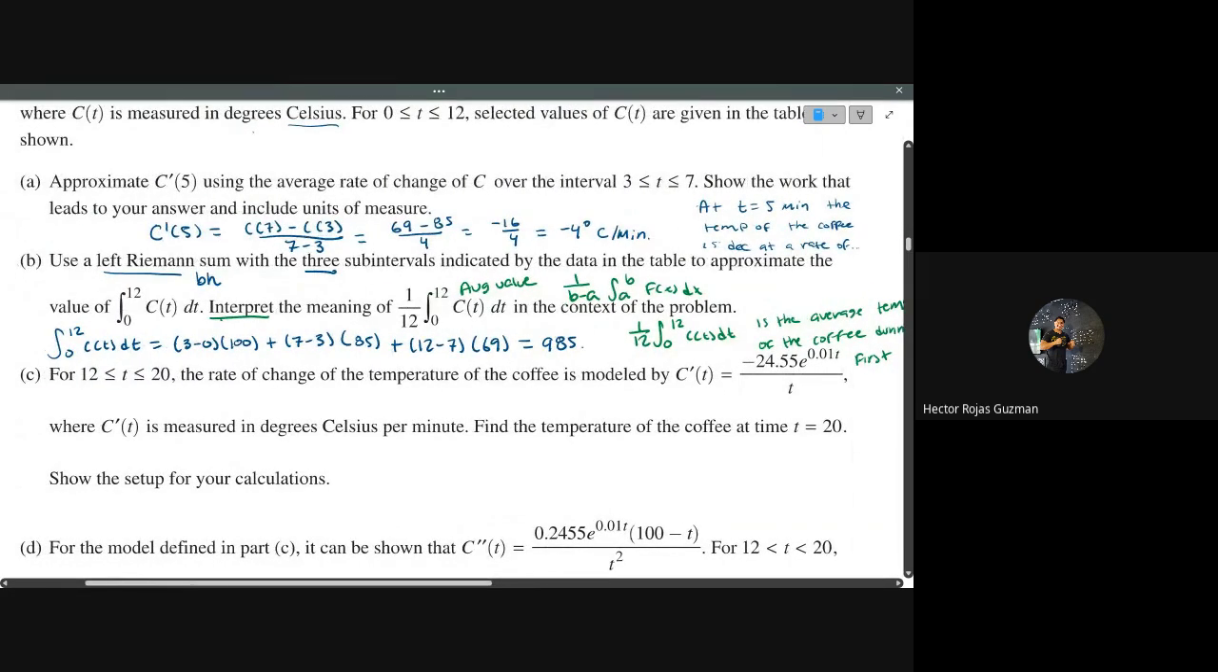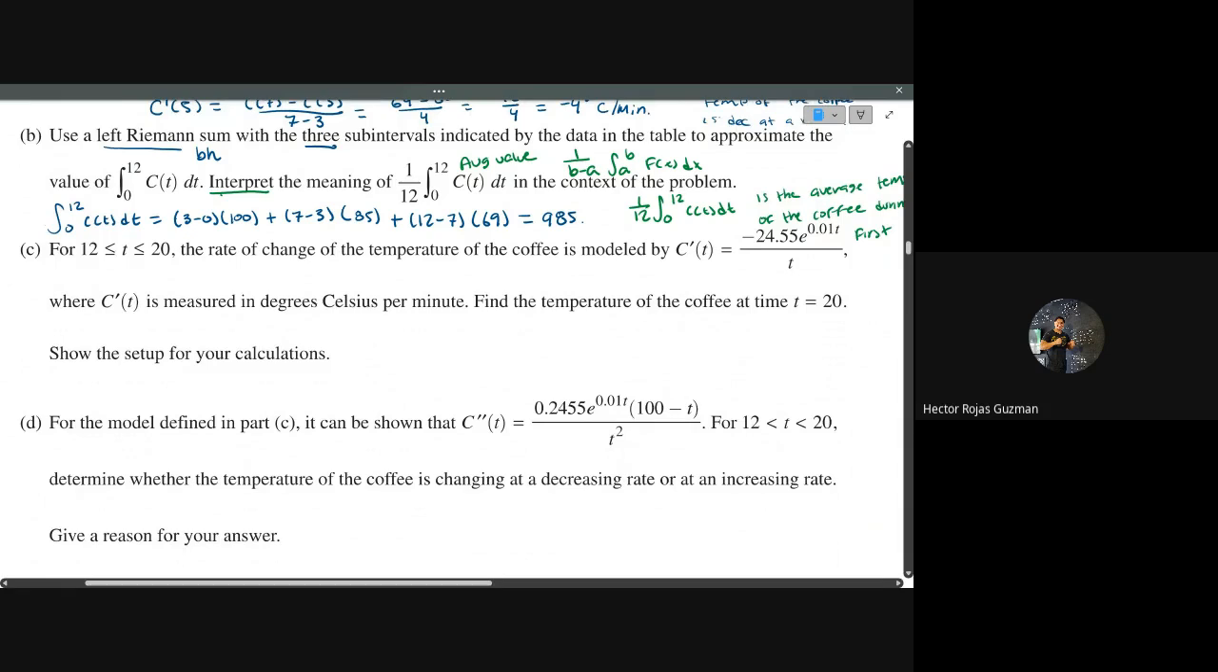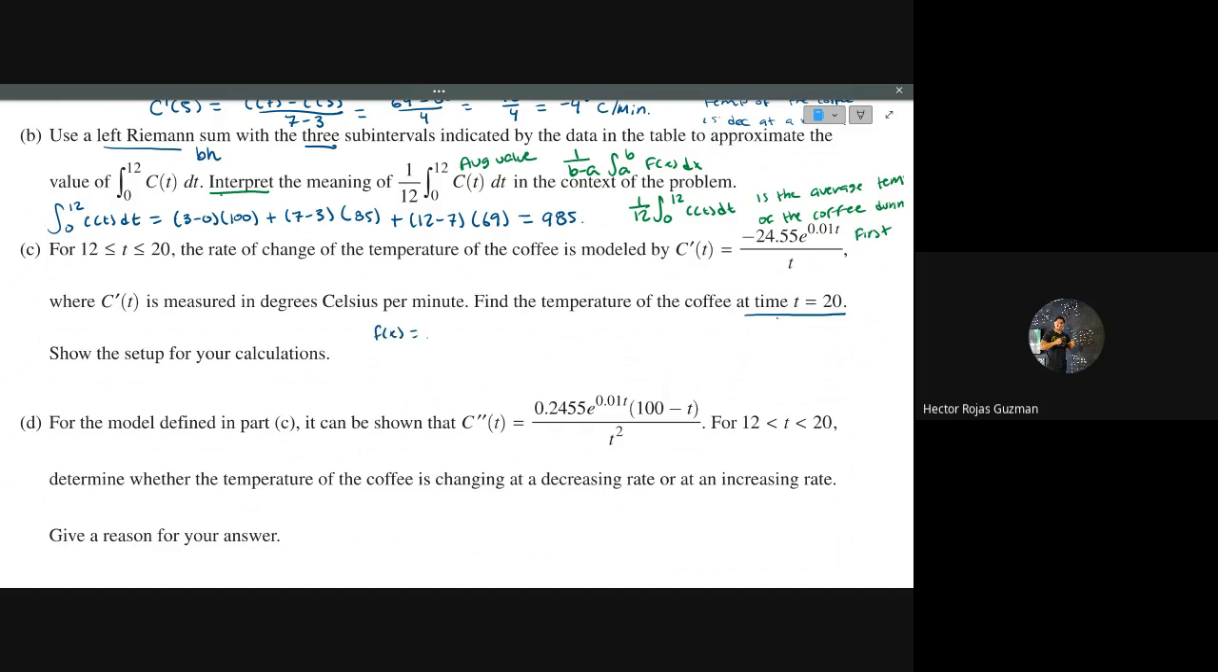And if you want to calculate it just to be safe, it's not that hard. You have a calculator with you. Okay, we're given a rate of change for the temperature, C prime. Find the temperature of the coffee at 20. Since we're trying to figure out an actual value at a specific time, we're going to have to use the formula f of x equals the integral from a to x of f prime of t dt plus f of a. We're doing this formula because we technically do have an initial condition. We know the initial temperature of the coffee.